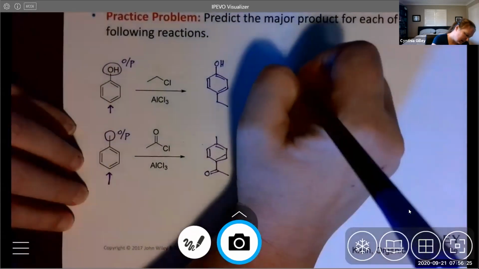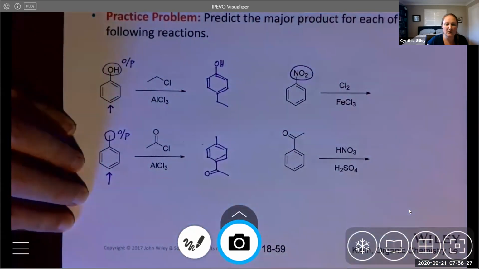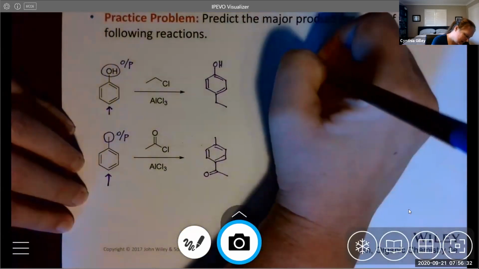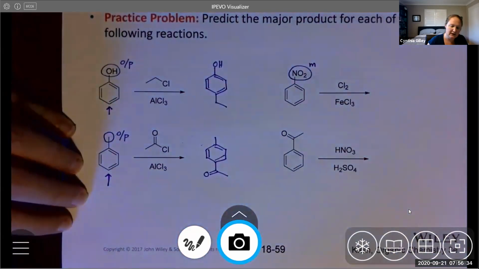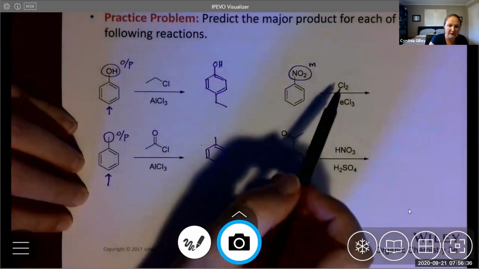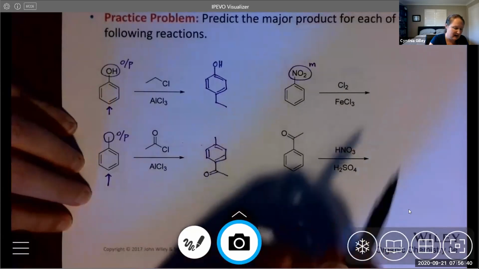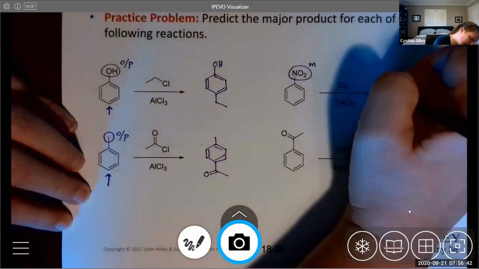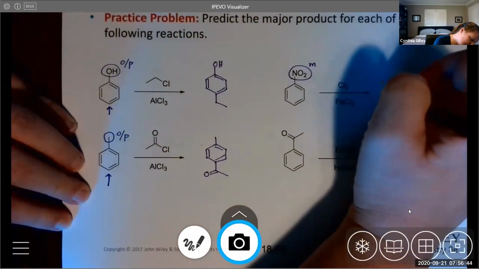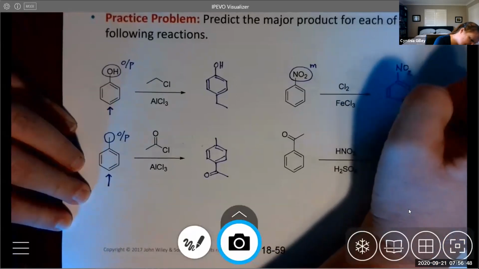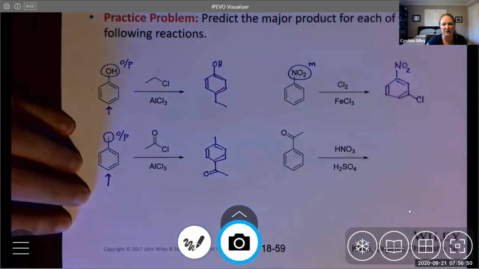Nitrobenzene, remember that the nitro group is a strong deactivator, and so that makes it a meta director, right? Remember that we cannot do any Friedel-Crafts reactions, but this is not a Friedel-Crafts reaction. This is a chlorination. We can do that, and we're going to place that chlorine into the meta position because it's being directed there by the nitro group.